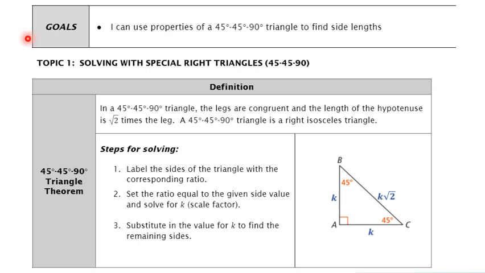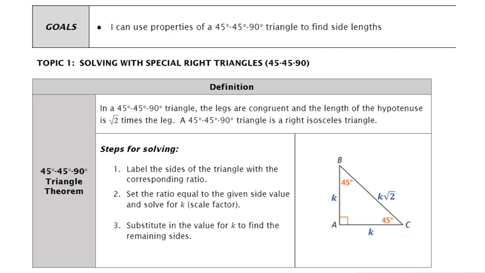side. With 45, 45, 90 triangles, we can use this if it's something we can't do with Pythagorean theorem, but we know the angles are 45, 45, 90, they're going to follow a certain relationship. So our goal is going to be using 45, 45, 90 triangles to find side lengths.